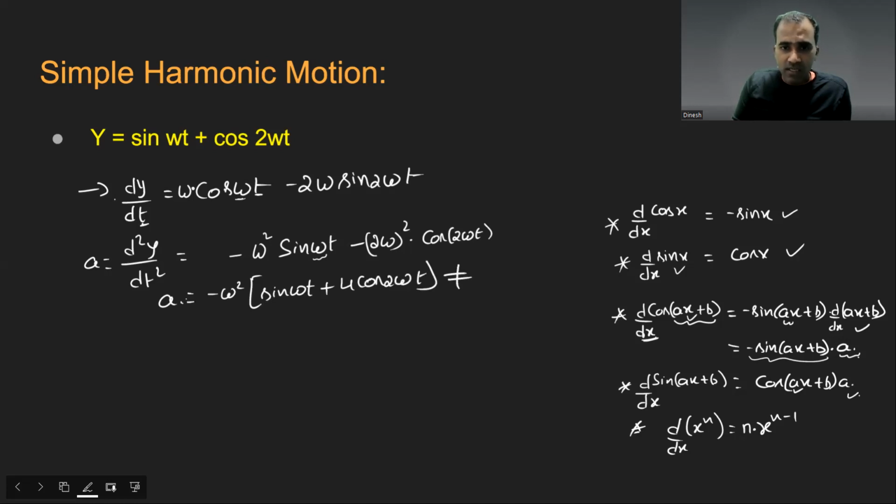This is not same as minus omega square times y. See? It would have to be sine omega t plus cos 2 omega t, but this is sine omega t plus 4 cos 2 omega t. So a equal to minus omega square y relation is not satisfied. Hence, it is not simple harmonic motion.